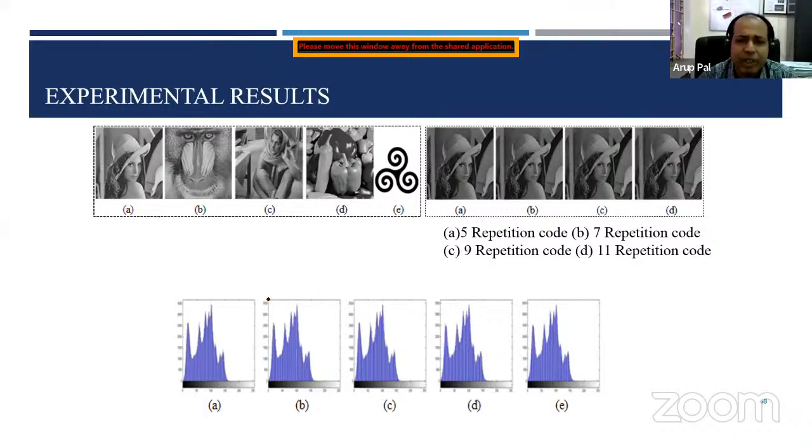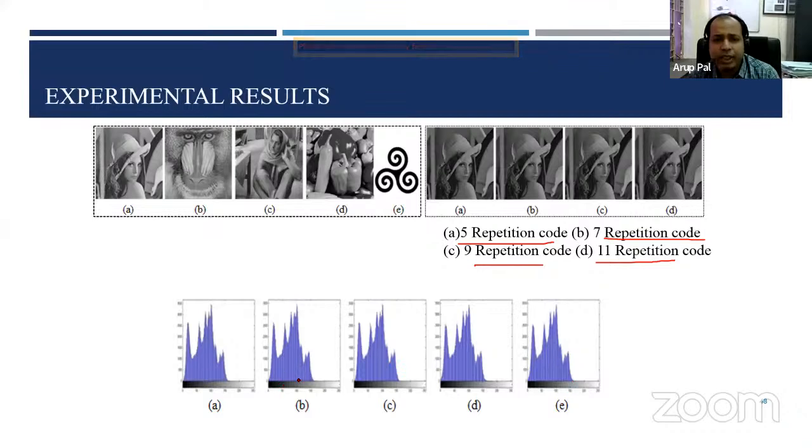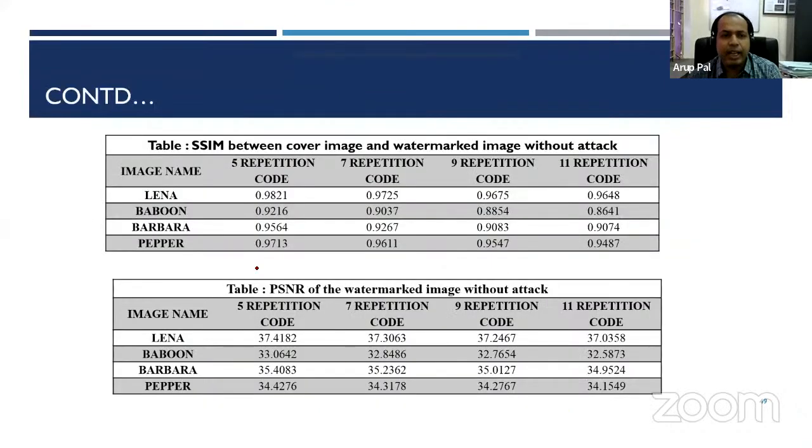These are the results for the different repetition codes. We have taken the 5 repetition code, 7 repetition code, 9 repetition code, and 11 repetition code, and this is the histogram. The histograms are quite similar to the original image. And these are the results showing how close the extracted watermark is. The extracted watermark is close to 0.988. If the value is 1, it is perfectly matched, and if it is close to 1, that means it is highly acceptable in this process.